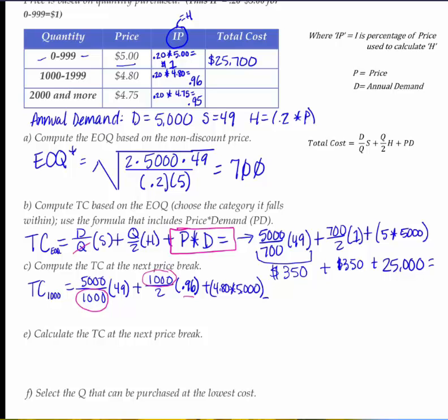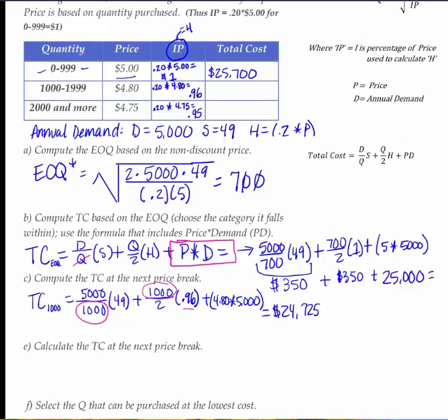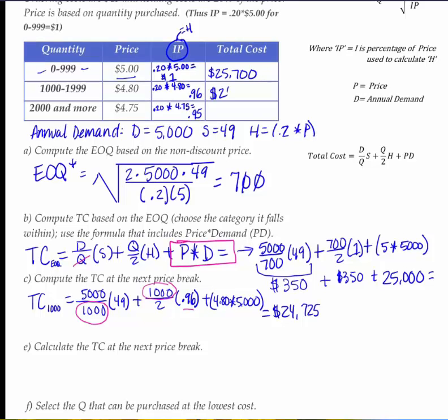For this, we should end up with something like 24,725, which, as you can see, is a little bit less than the previous amount. So we're going to put that up here, 24,725. And now what I would like you to do is go ahead and calculate the new cost if we were to get the price break of 2,000.